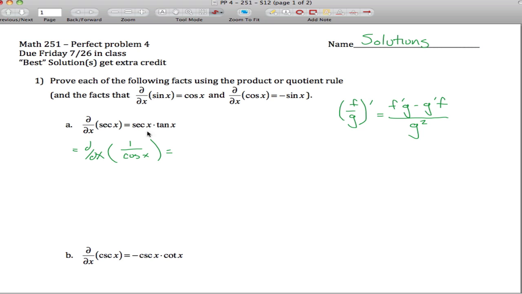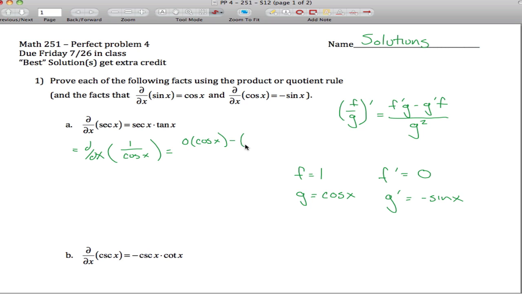The f in this case would just be 1, and the g is cosine of x. And those are two functions whose derivative we know. The derivative of a constant is just 0. The derivative of cosine is negative sine. So if we plug these values into this formula, we get that the derivative of 1 over cosine is f prime g, so 0 times cosine of x, minus g prime times f. So g prime is negative sine of x.